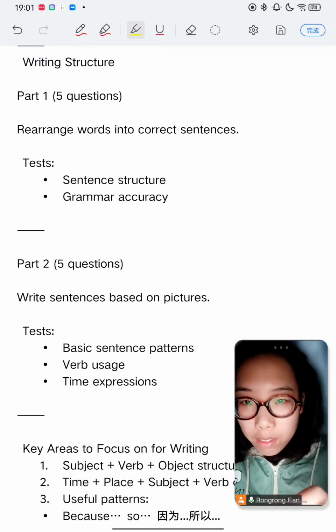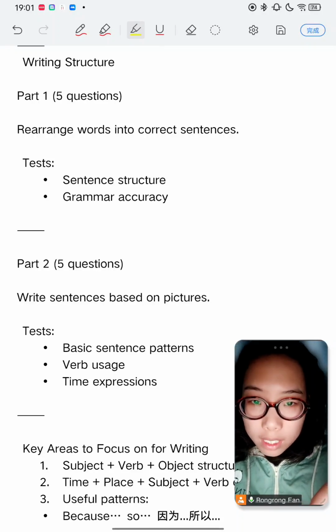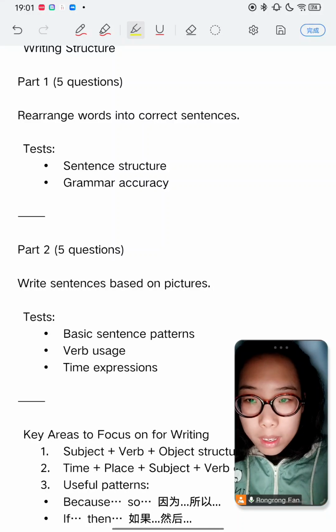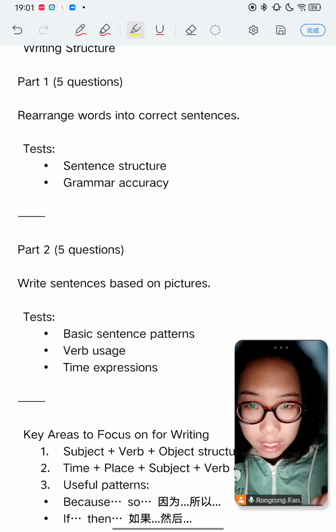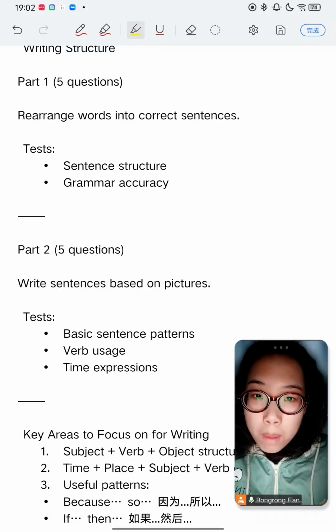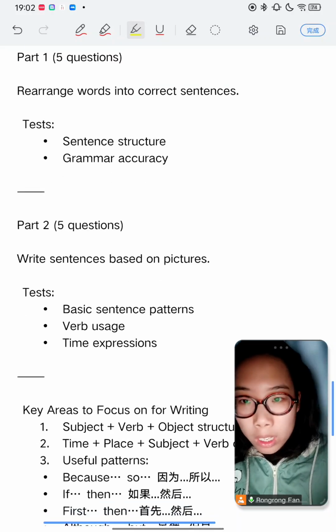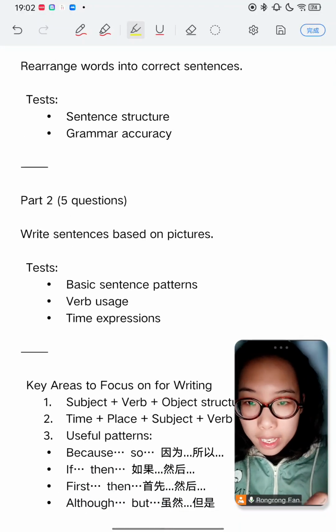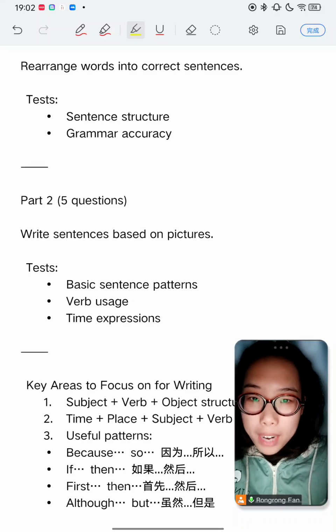Part 1, you have 5 questions where, first of all, you rearrange words into correct sentences. On the paper you will be given some words, but they are in the wrong order and you cannot understand the meaning in this order. What you should do is rearrange them into the correct order so you make people understand what you want to say. And this part tests your sentence structure and also grammar accuracy.